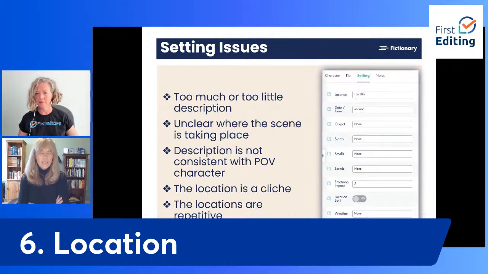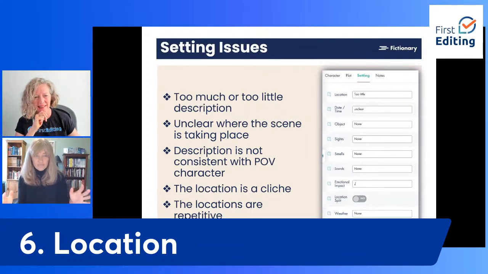If the description of the setting is not consistent with the point of view character, again, I always use the cat-dog thing. I'm a total dog person, so I see a dog and I look right over, oh, it's a dog. But if a cat walks by, I don't notice it. So me as a character, if I notice a cat, that's odd, so it shouldn't be in my scene.